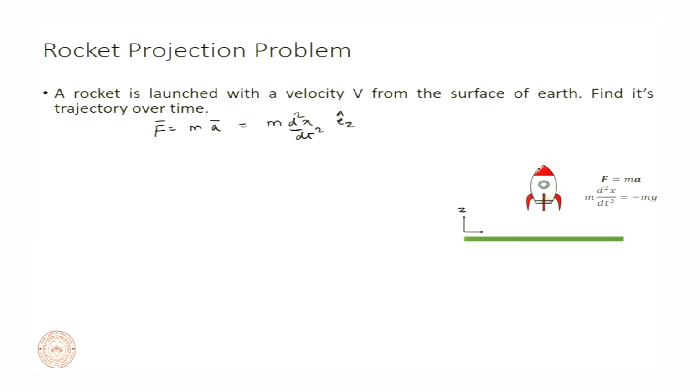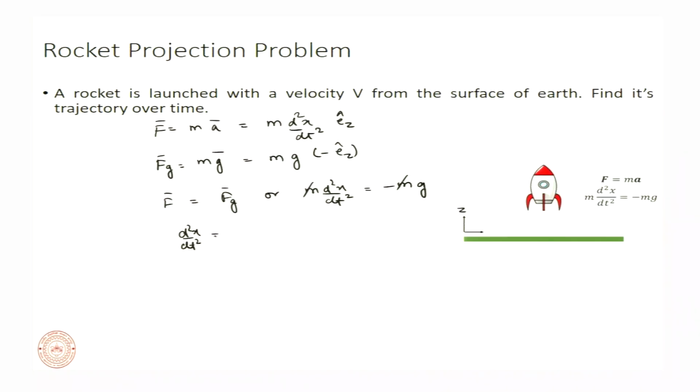Now, what is this countering against? This is countering against the acceleration due to gravity. So, the force due to gravity Fg on the rocket with its mass is mg, the g vector. So, that is mass times g into minus Ez. If you compare these two forces, F vector is equals to Fg vector, or we can say m d square x by dt square is equals to minus mg, and we can cancel out the m's. So, d square x by dt square is equals to minus g, right. So, this is our differential equation.